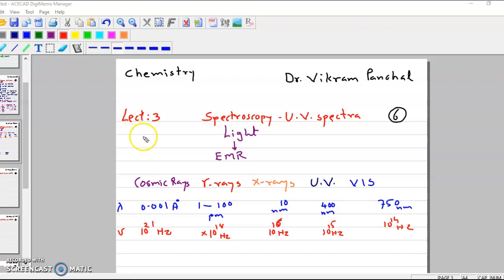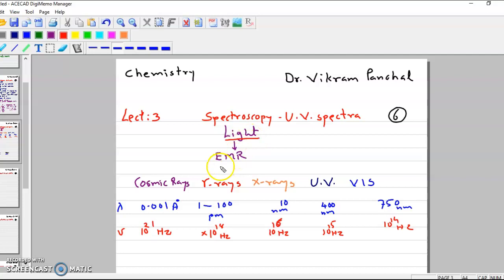Now, in the previous lecture I explained how to get information about the internal structure of any molecule. For that we need to irradiate the molecule. We have to give energy to the molecule, and the only source of energy is light. Once the light is given to the molecule, we get a molecule in an excited state, and it will give us some information.